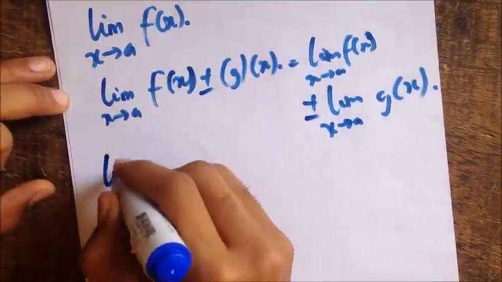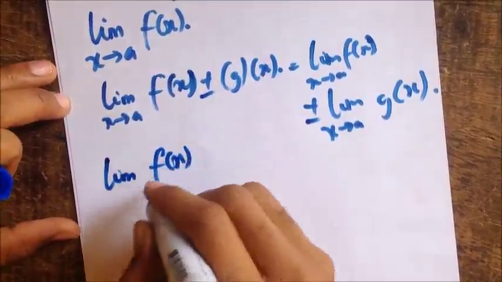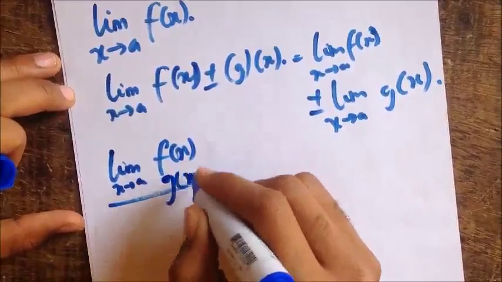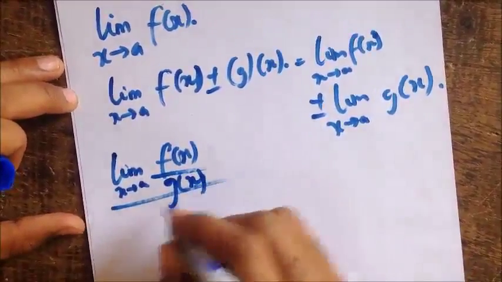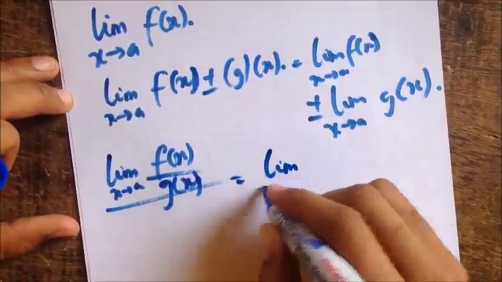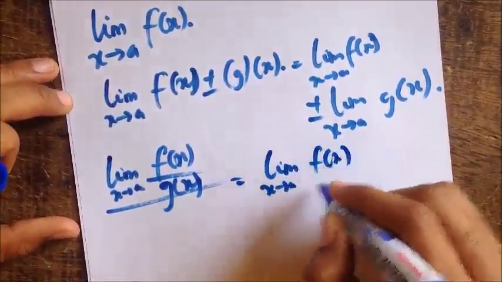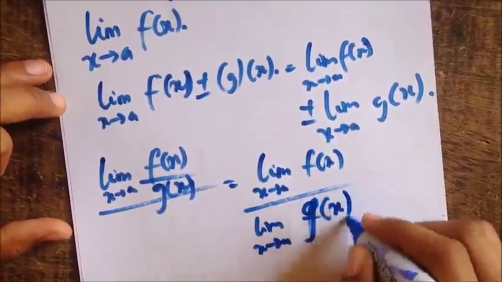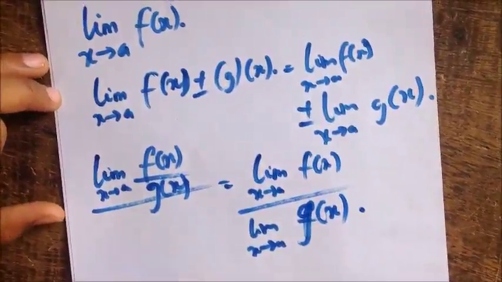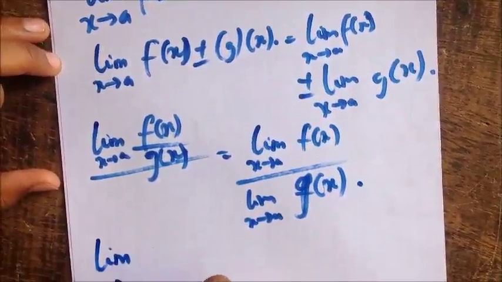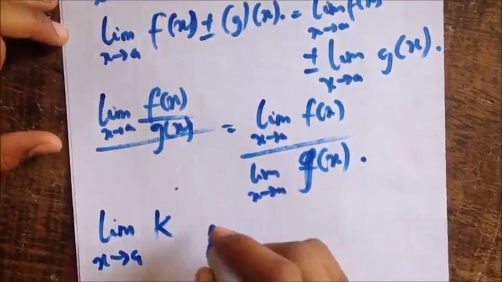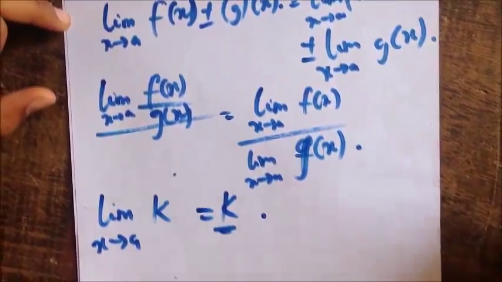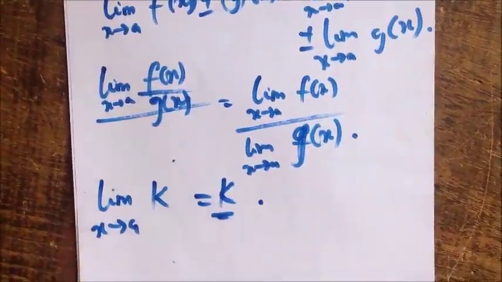For division it is the same thing. If we have the limit as x tends to a of f of x divided by g of x, I write it as the limit as x tends to a of f of x divided by the limit as x tends to a of g of x. We separate this also. The limit as x tends to a of a constant k is just k. For multiplication it is also the same, but these are just simple hints that we use.